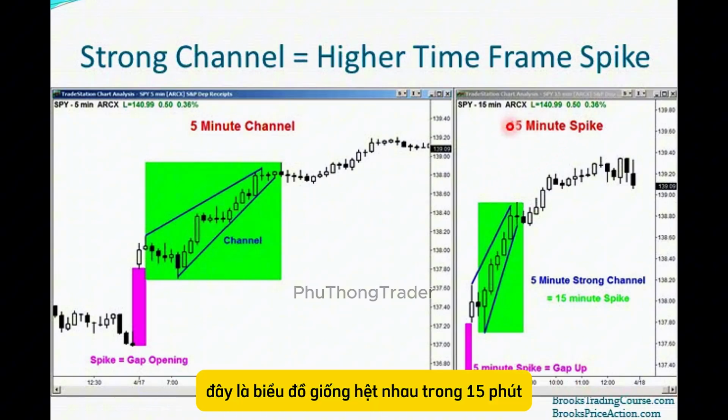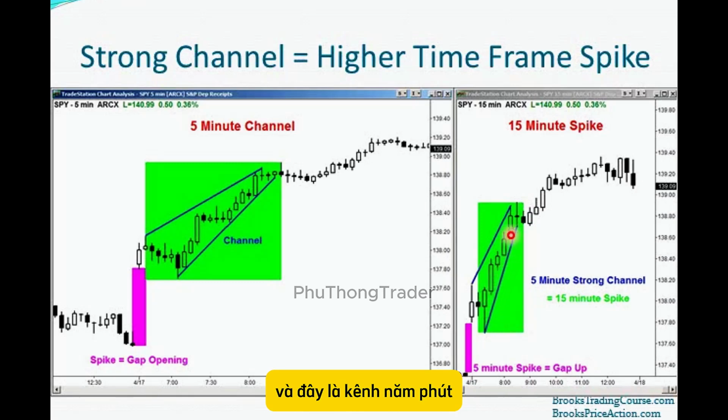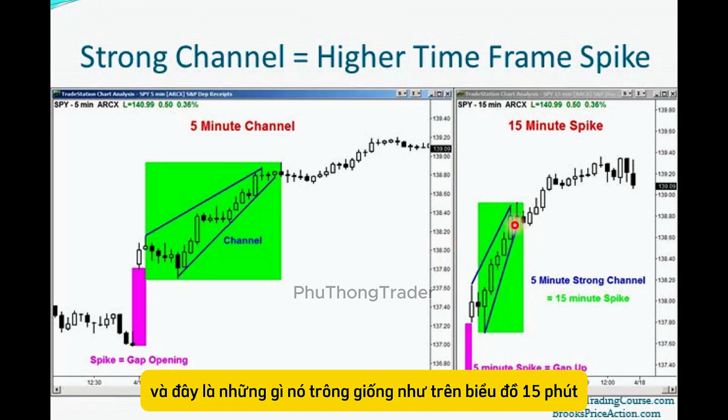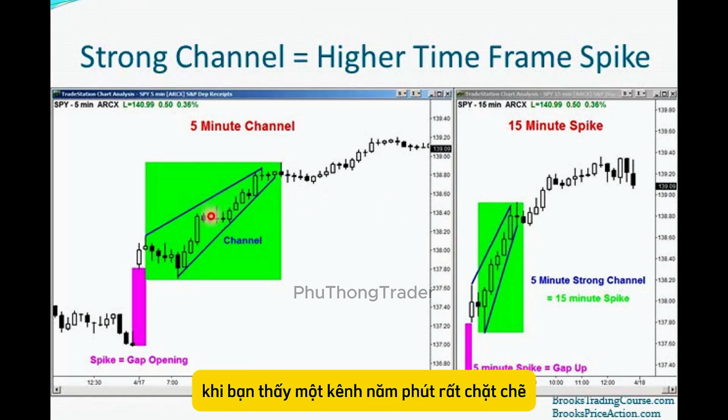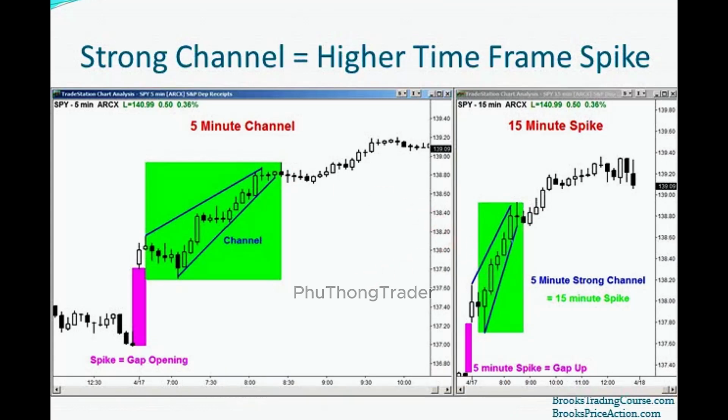Here's the identical chart on the 15 minutes. This pink box is the gap, and then here is the 5-minute channel. Here's the 5-minute channel over here, and this is what it looks like on the 15-minute chart. A very strong bull spike. So when you see a 5-minute channel that is very tight, trade it like a spike because you know that it's a spike on a higher time frame chart.